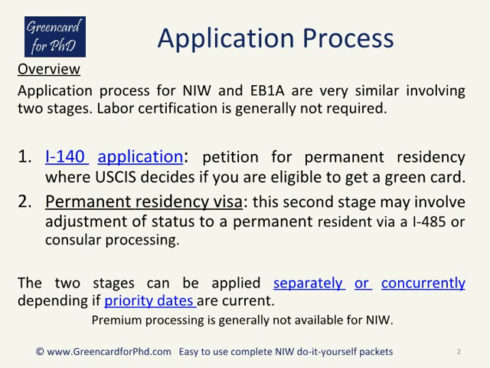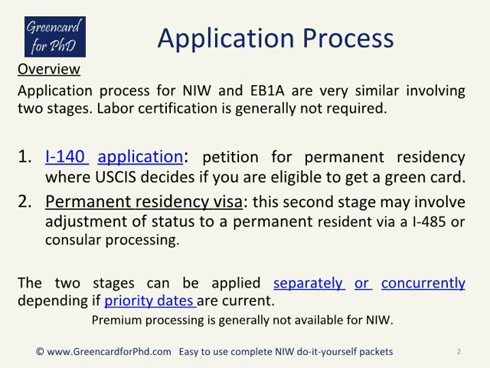The application process consists of 2 stages. The first stage is the I-140 application, which is a petition for permanent residency where the USCIS decides if you are eligible to get a green card or not. As mentioned before, this is a very important step that takes most of the effort. Approval of the I-140 application implies that you are eligible to convert your current status into a permanent residency status.